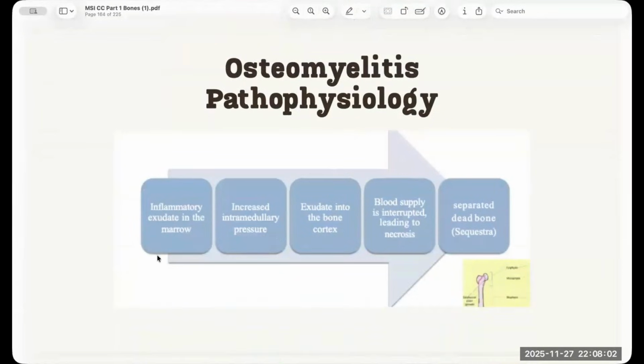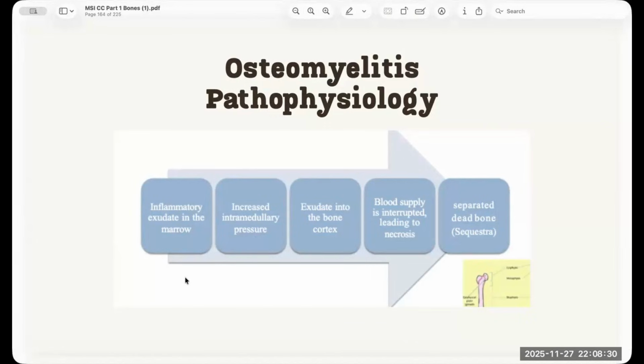The pathophysiology of osteomyelitis starts with an inflammatory exudate in the bone marrow, okay? Then this will cause increased pressure in the intramedullary space. Then the exudate will start seeping into the bone cortex, and the blood supply is interrupted, leading to necrosis. This is a bit similar to the osteonecrosis that we talked about.